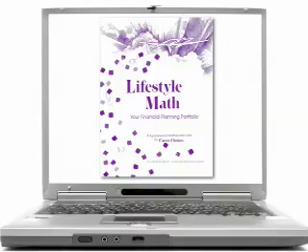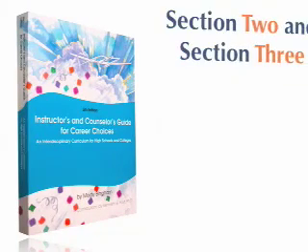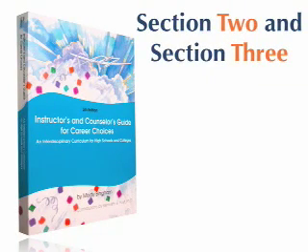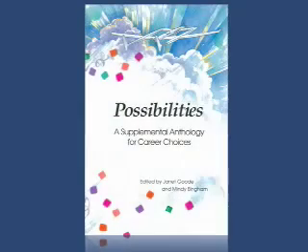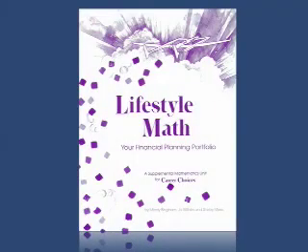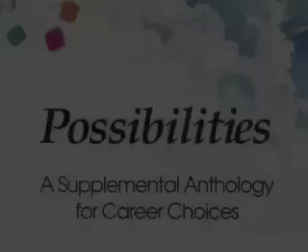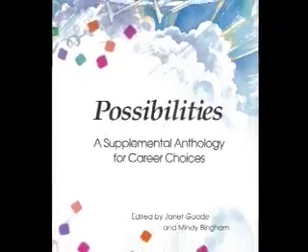Let's quickly review the different academic and technology enhancements available. You'll find more detailed information in the Instructor's Guide in Section 2 and Section 3. There are 2 optional academic textbooks, Possibilities, a supplemental anthology for Career Choices, and Lifestyle Math, your financial planning portfolio. Possibilities is a compilation of 50 literary classics, short stories, essays, speeches, poems, and plays.